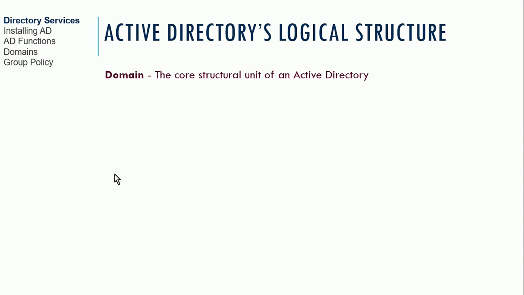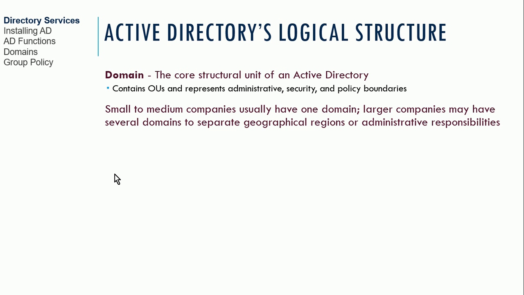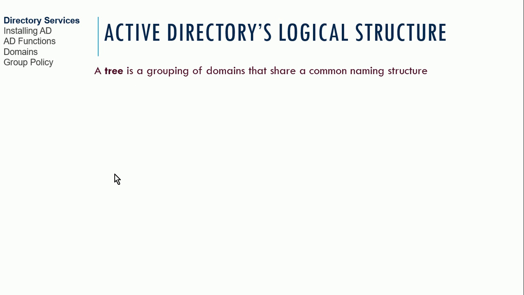A domain is the core structural unit of Active Directory. So it all kind of starts with domains. It contains OUs and represents administrative, security, and policy boundaries. Small to medium companies typically only have one domain. But larger companies can have many domains to separate geographical regions or administrative responsibilities or even different business units.